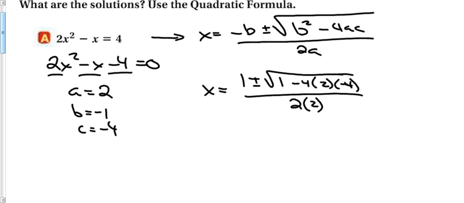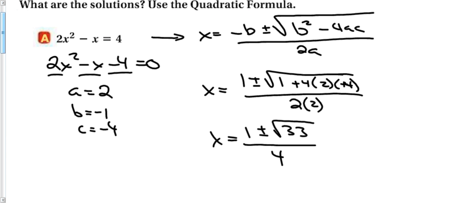Okay, so this simplifies into 1 plus or minus the square root of 33, 1 plus 32, right? Because a negative and a negative cancel each other out. 1 plus 32 over 4. And those are my two answers: 1 plus the square root of 33 over 4, and 1 minus the square root of 33 over 4.